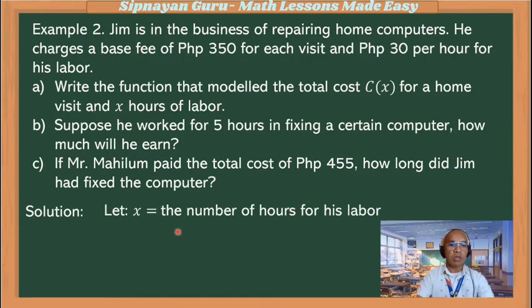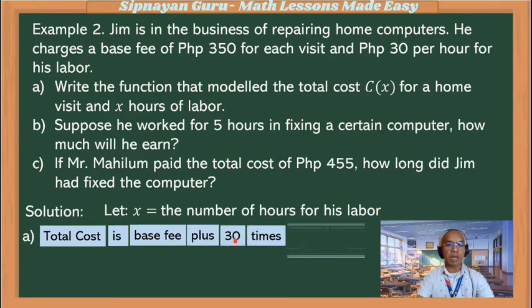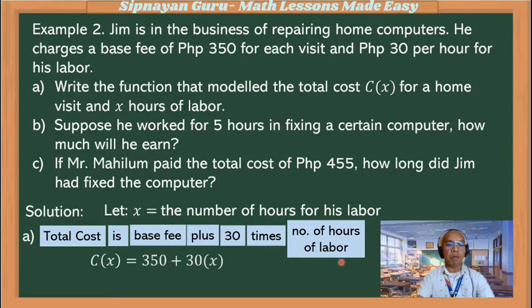So for the first question, in this case, we will let again x represent the number of hours of his labor. So the total cost will be obtained: that is the base fee plus 30, the cost per hour of his labor, times the number of hours of labor. So the total cost is represented by C of x, and that is equal to the base fee, 350, plus 30 times x. Simplify, so this is 30x plus 350. So this function models the condition of the problem.